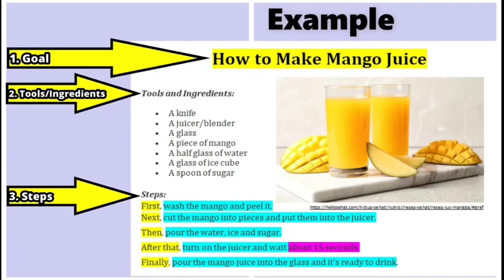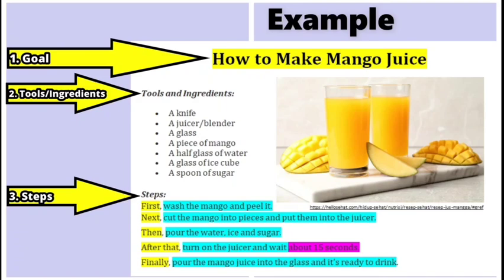knife, a juicer, a glass, a pieces of mango, a half glass of water, a glass of ice cube, and then a spoon of sugar. And the last one is steps.